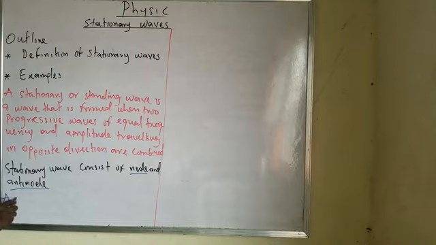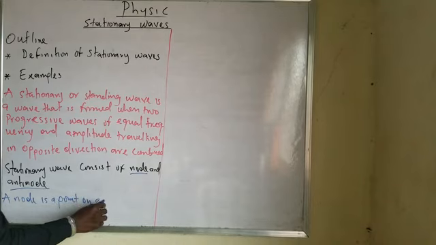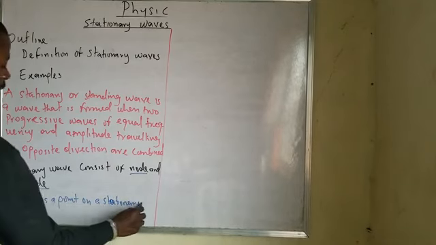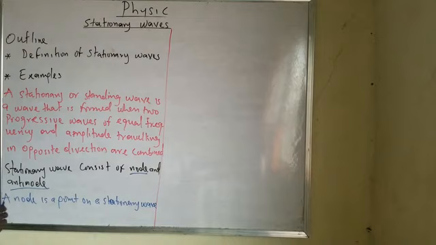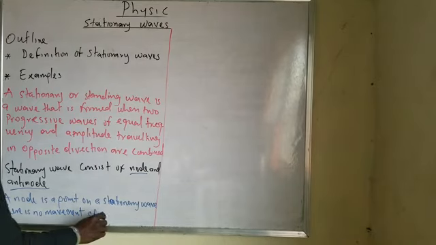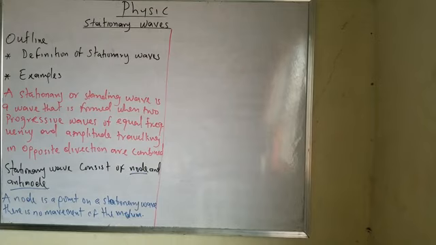A node is a point on a stationary wave where there is no movement of the medium. That is what is called a node. The other one is the antinode.